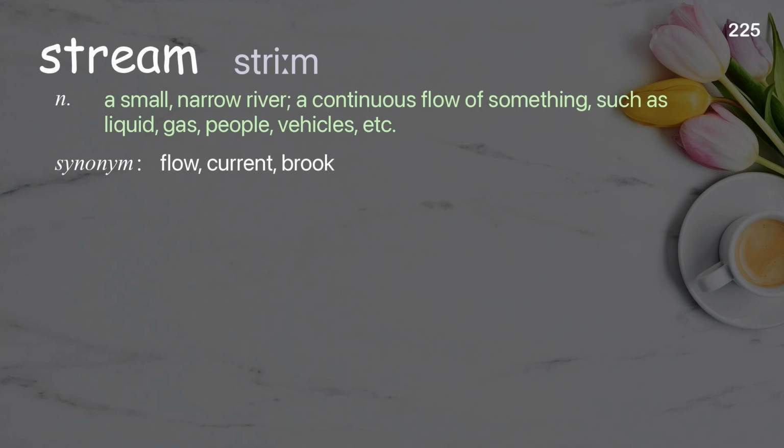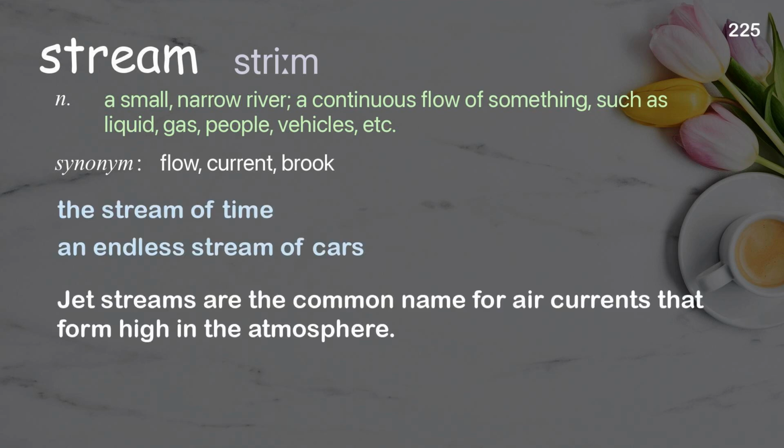Stream. A small, narrow river; a continuous flow of something, such as liquid, gas, people, vehicles, etc. Examples: The stream of time. An endless stream of cars. Jet streams are the common name for air currents that form high in the atmosphere.